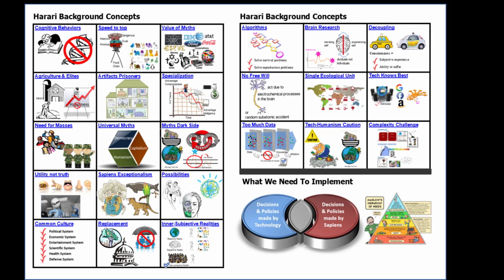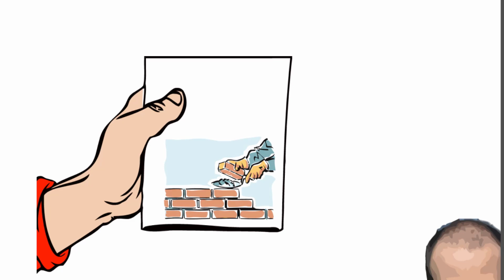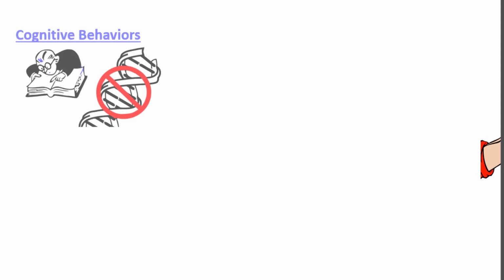I've identified 24 concepts that I've extracted from Sapiens and Homo Deus that will be a kind of help to us as we try to read through 21 Lessons and build our policies. They basically become the foundation for the policies that we're going to extract from the 21 Lessons, and we'll build our policy worksheet at the end. And let's start with the first one that I think he talks about, which is cognitive behaviors.